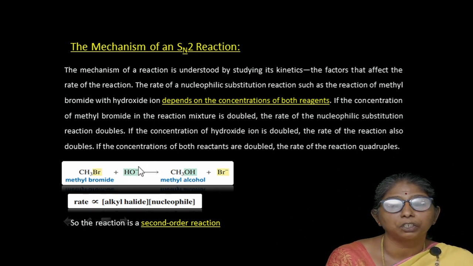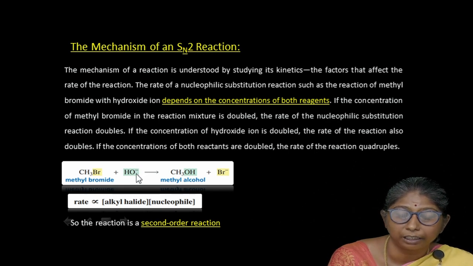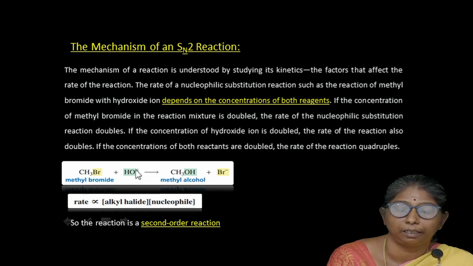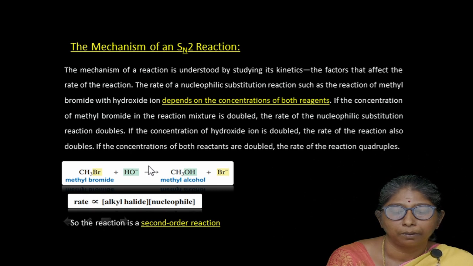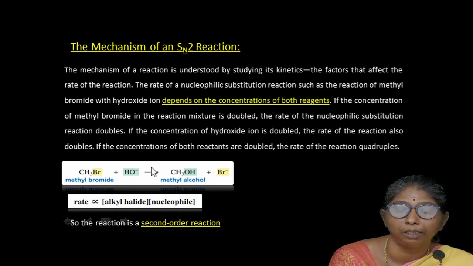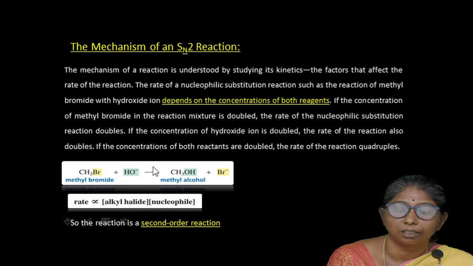If you double the concentration of methyl bromide in the reaction mixture, the rate of the nucleophilic substitution reaction also doubles. If you double the concentration of OH minus ion, then the rate of the reaction also doubles. So if the concentrations of both reactants are doubled, the rate of the reaction quadruples.